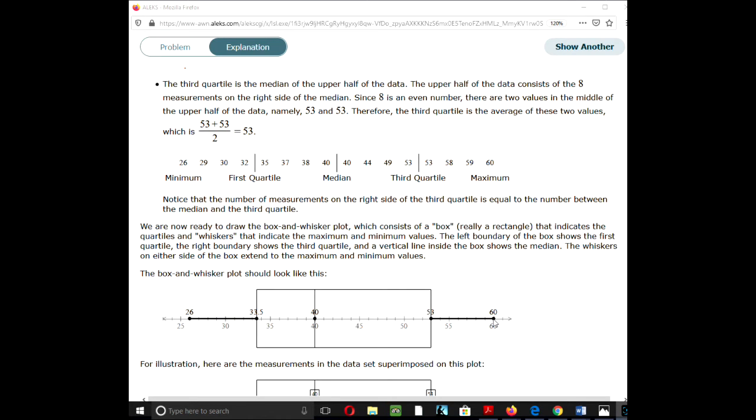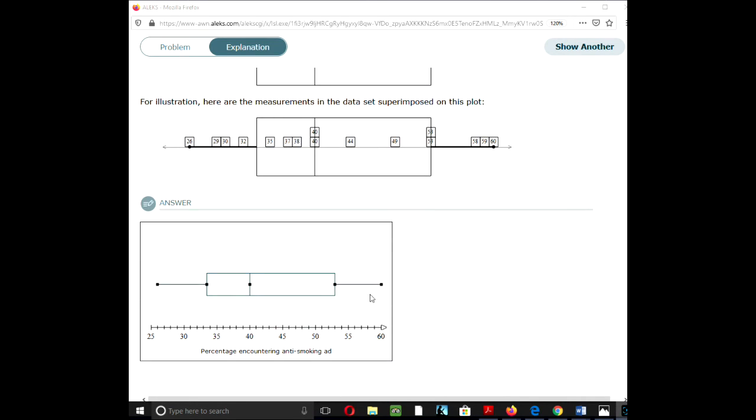Then we will put the next dot for the maximum at 60, and then the lower end at 26, and then we'll box in from our lower quartile number to our third quartile. We'll box that in. Okay, and once we box that in, you will see your box and whisker plot. That's it for that problem. Okay, let's move on to the next one.